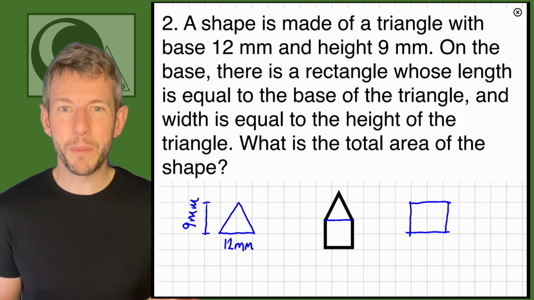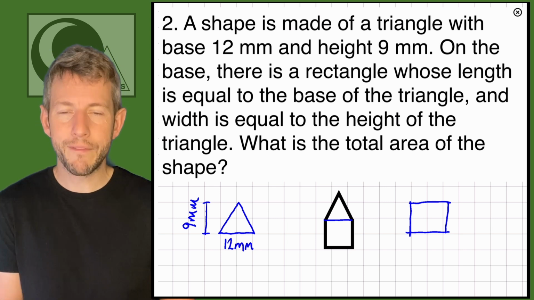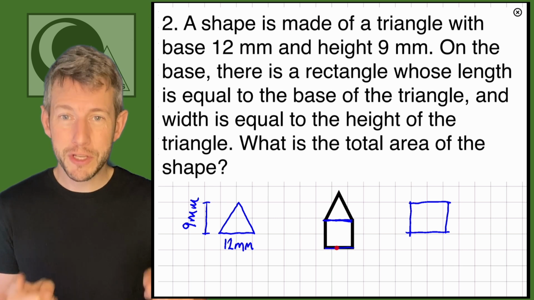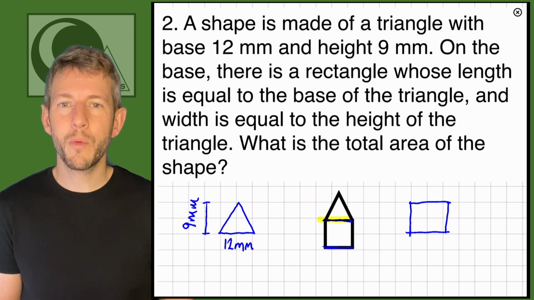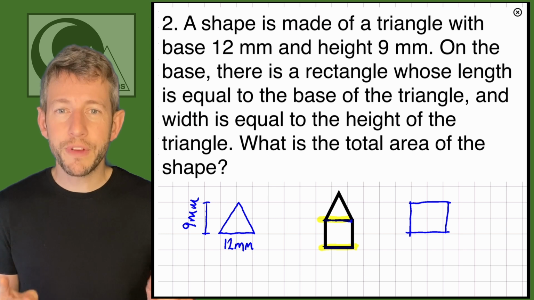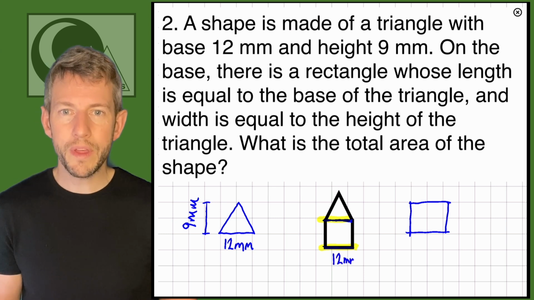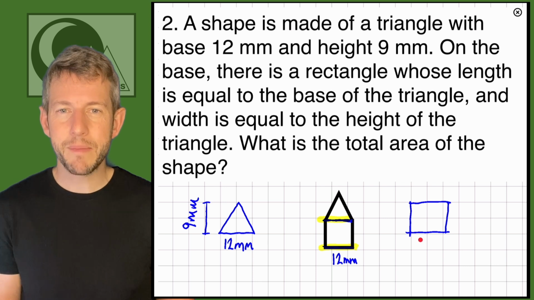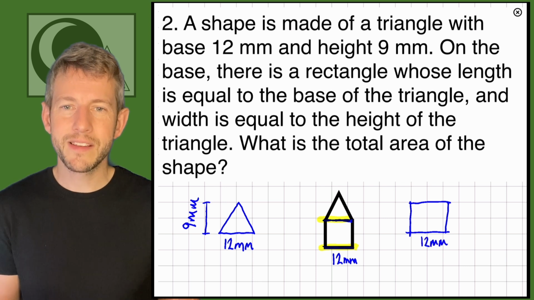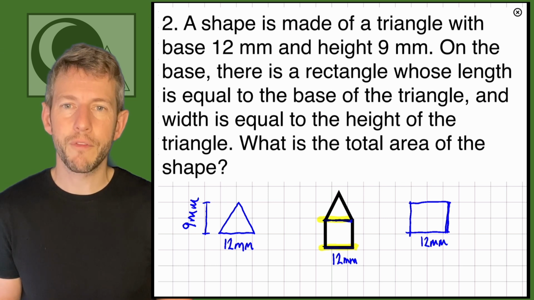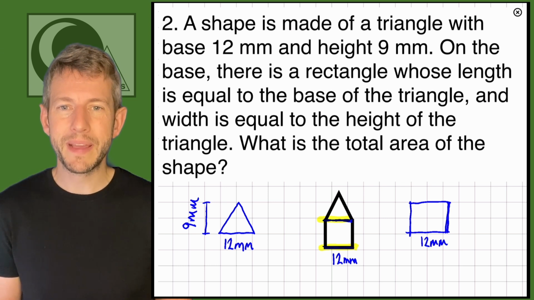Now, this is very common, where the measurements of the two shapes line up. We can see here that the triangle fits perfectly on top of the rectangle, which means the width of the rectangle is the same as the base of the triangle. So if I take away this rectangle here, I can put down that the length of the rectangle is 12 millimeters.